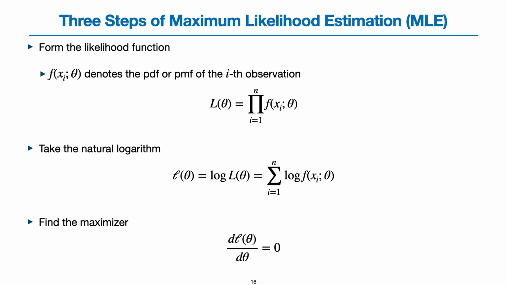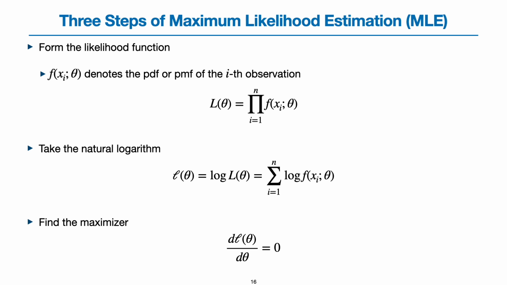So in the next slide, we can just summarize the entire thing that you have to do to see how easy it is, even though the math can get a little bit complex. So you form the likelihood function, which is the product of the PDFs or PMFs. We just use F here to represent all of them. So that's the uppercase L, your likelihood function.